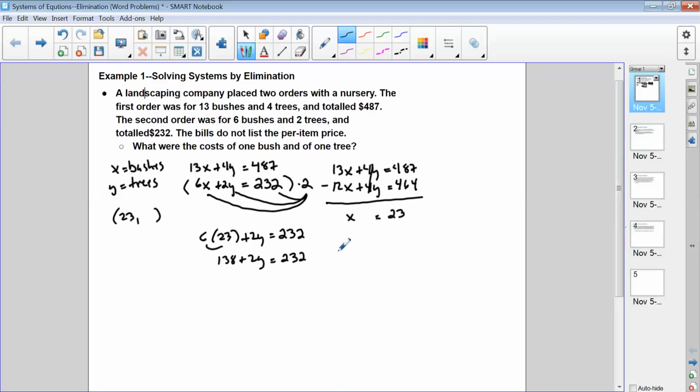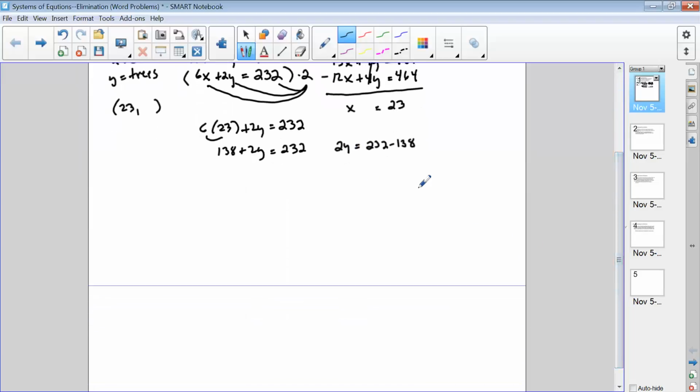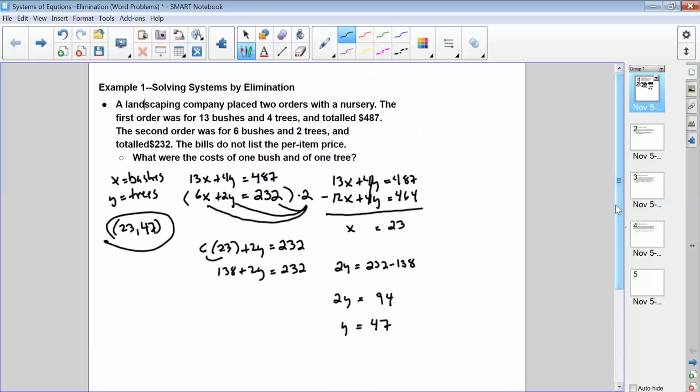And then I'm going to subtract 138 from both sides. And so I'm going to get 2y. And 232 take away 138, I get 94. And you divide 94 by 2, and you get 47. So all that means is we had 47 trees, 23 bushes. And that would be your result for this first problem.